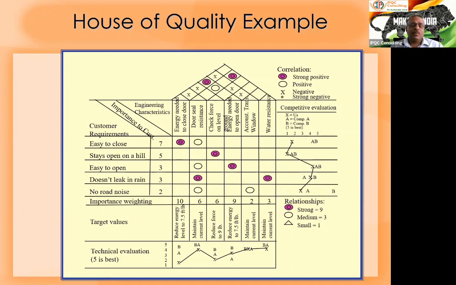You can get this type of information from benchmarking, like product-related specifications, from market surveys. By studying the competitor's product, you can get these values. What is the target value, and what is your level? Technical evaluation is basically 5 is the best, 1 is the lowest.